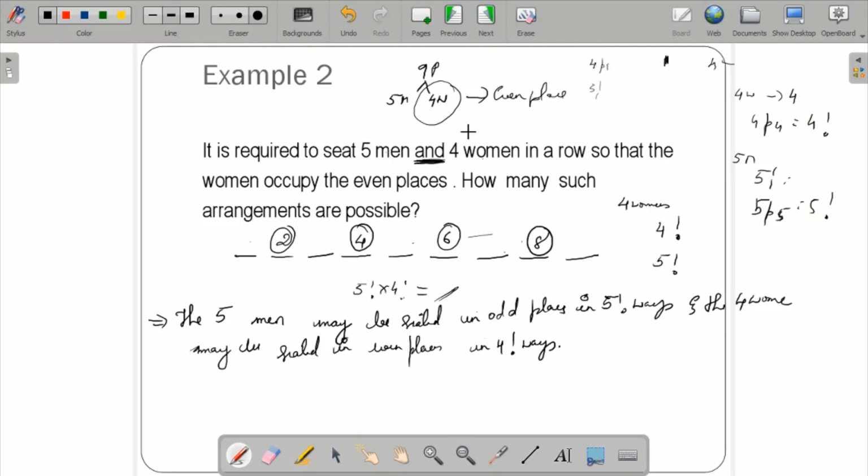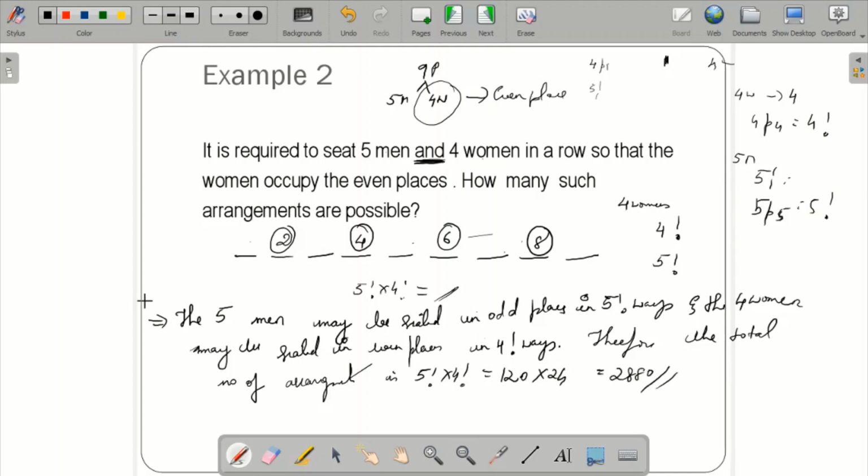Simultaneously it is happening, all should be seated in 9 places. Since it is and, we are applying the product rule. So the 5 men may be seated in odd places since women occupy the even places, and the 4 women may be seated in even places in 4 factorial ways. Therefore the total number of arrangements is 5 factorial into 4 factorial, that is equal to 120 into 24, that is 2880. This is the required answer.